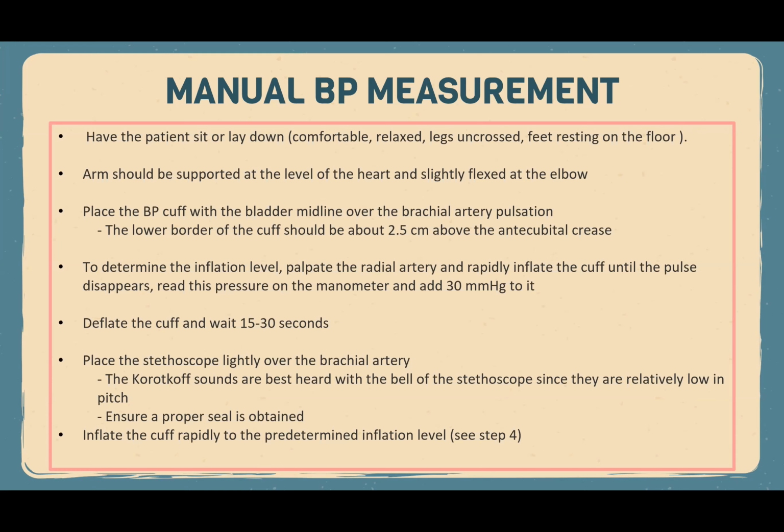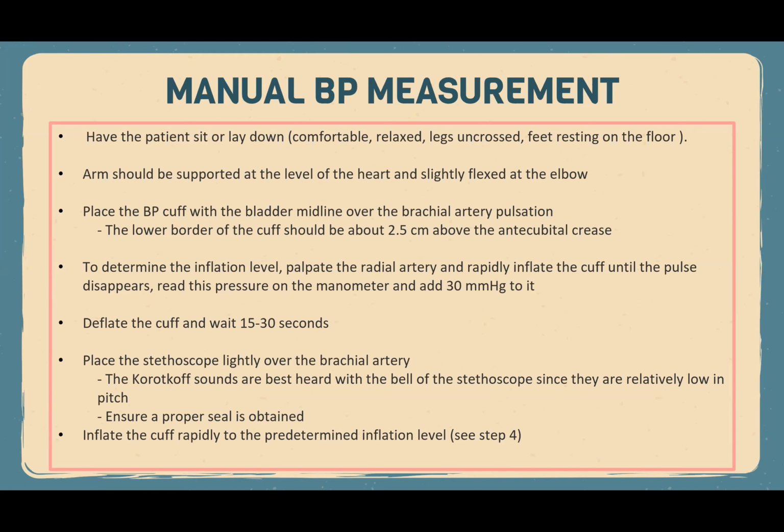So how to estimate the right blood pressure cuff position? The lower border of the cuff should be about 2.5 centimeters above the antecubital crease. And the first step in the blood pressure measurement is to determine the inflation level. So how to determine the inflation level? We need to palpate the radial artery and rapidly inflate the cuff until the pulse disappears. After it has disappeared, we need to read this pressure on the manometer. And to estimate the systolic blood pressure, we need to add 30 millimeters of mercury to it.